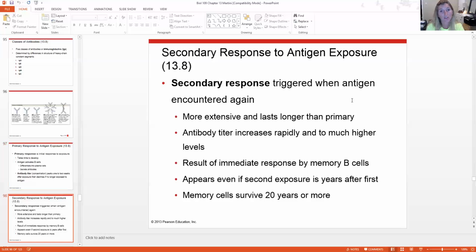A secondary response is triggered when that antigen is encountered again. It's typically more extensive and can last longer than the primary. The antibody titer increases rapidly and to a much higher level, much quicker. So it's almost an immediate response by those memory B cells.